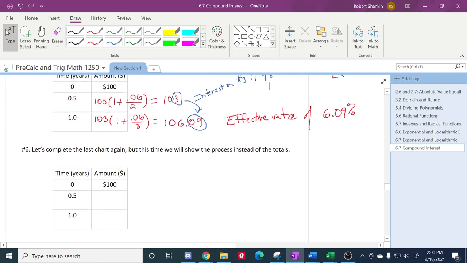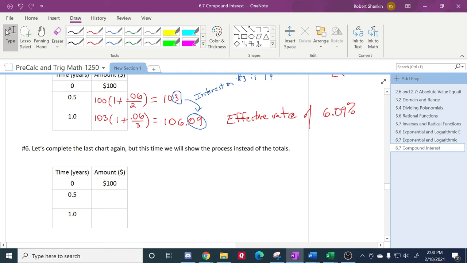All right. Now, we're going to do the same thing again. But this time, we are going to show the process instead of the totals. So, I'm going to write down almost the same thing. But I'm not going to write down that that's equal to 103. And then at the beginning of the next year, it's really $103. But instead of writing it as 103, I just write it like it was.